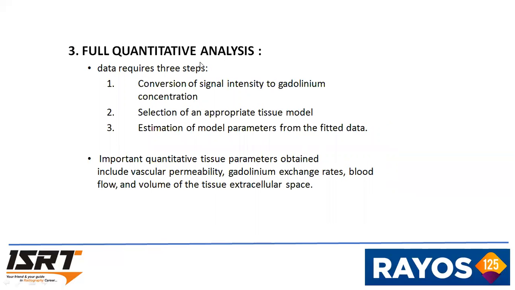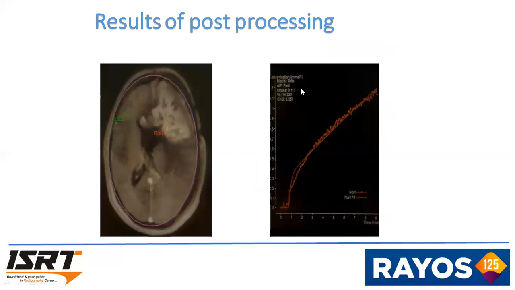Full quantitative analysis includes three steps: conversion of the signal intensity to gadolinium concentration, selection of an appropriate tissue model, and estimation of the model parameters from the fitted data. Important quantitative tissue parameters obtained include vascular permeability, gadolinium exchange rate, blood flow, and the volume of the tissue extracellular space. This is the result of the post-processed image.